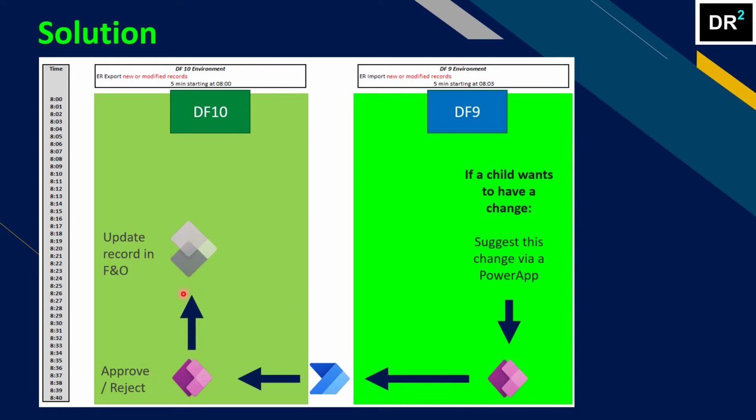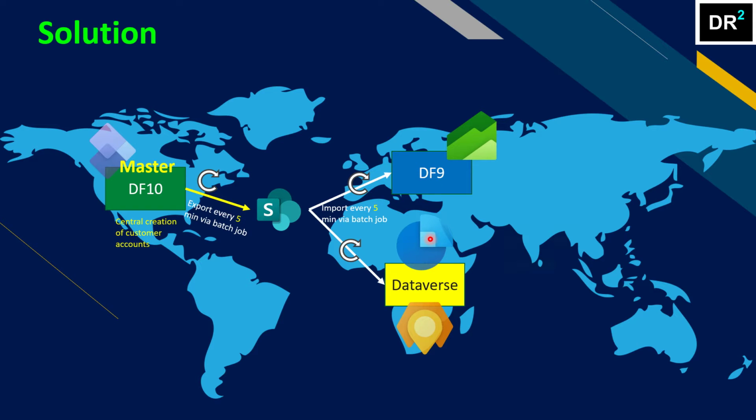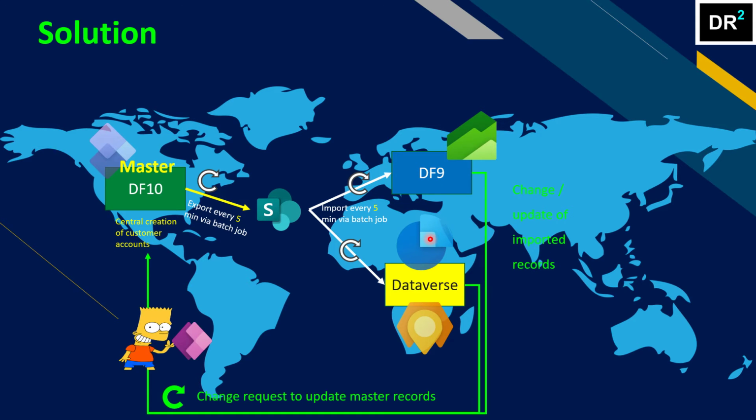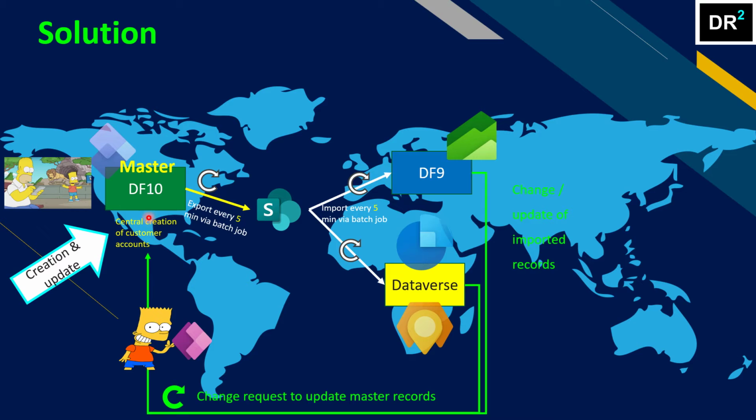Once they update the record, this job that grabs the new and modified records will export them and do an update here. So the solution is basically that we have here a Power App that suggests what changes will be done. This person can then approve or reject it, and then the next export job will take care of that.